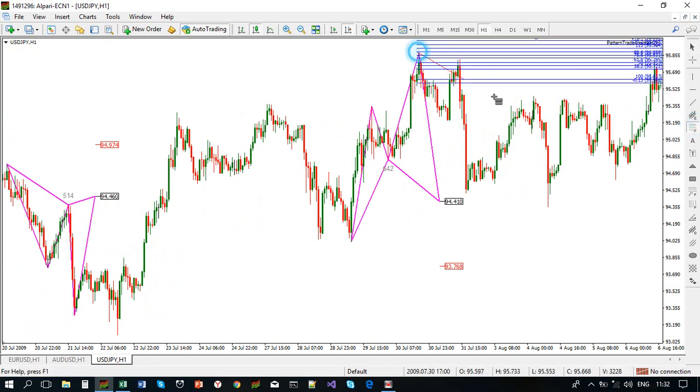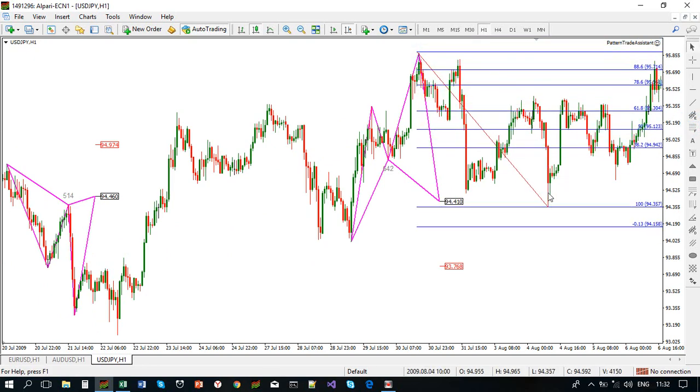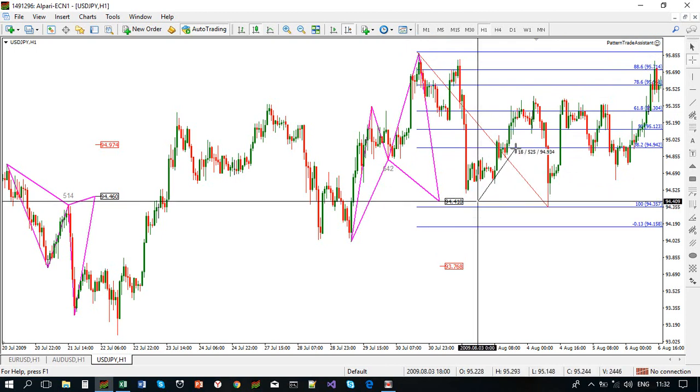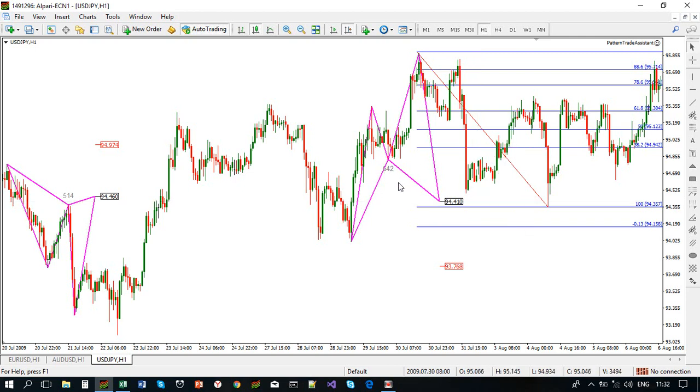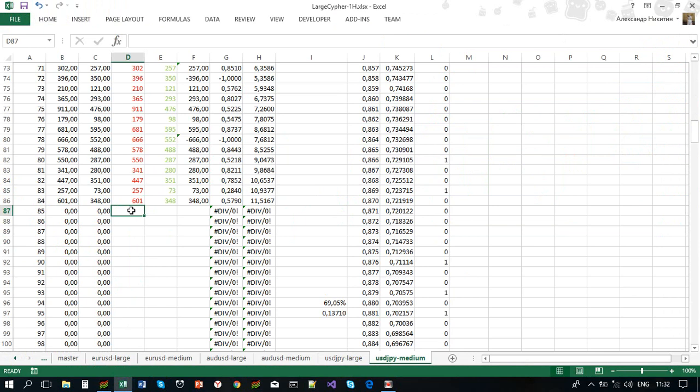Okay, here it is. This second touch triggered the entry and reversed sharply, exactly the way it should reverse. 53.0, 64.2, 64.2, 53.0, and this time it was a take profit.